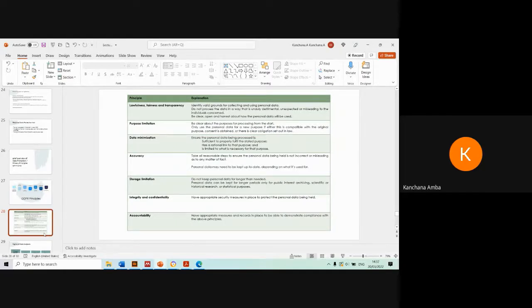So what is lawfulness, transparency, and fairness? Identify valid grounds for collecting and using personal data. Do not process the data in a way that is unduly detrimental, unexpected, or misleading to the individuals concerned, right? Be clear, open, and honest about how the personal data is used and will be used, right? So purpose limitation. Be clear about the purposes for processing from the start, right?